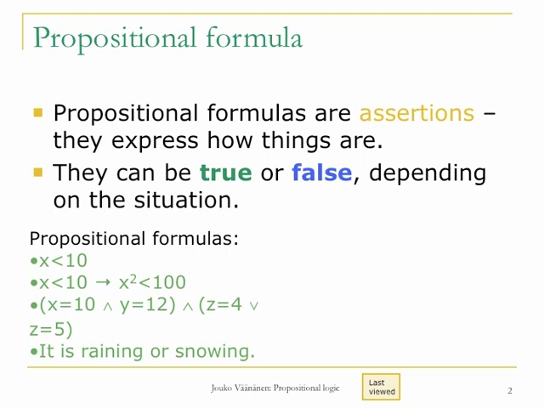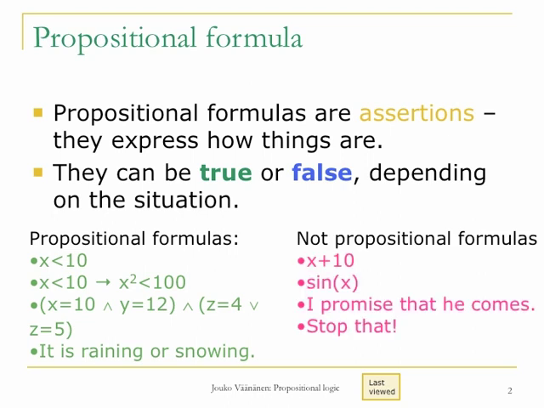The first three examples are from the arithmetic of natural numbers, and they are true or false depending on what x, y, and z are. The last example is from natural language, and it is true or false depending on, well, the weather. Not all sequences of words are propositional formulas.